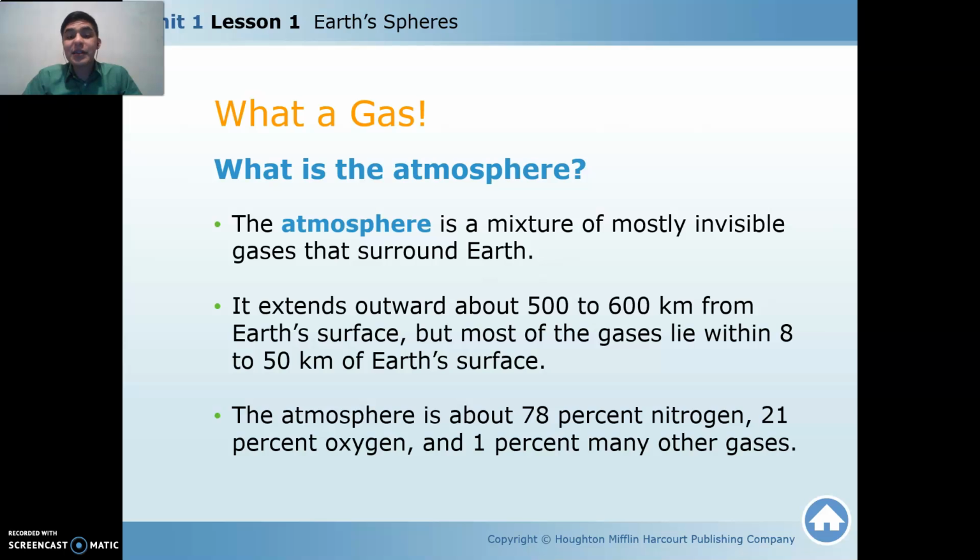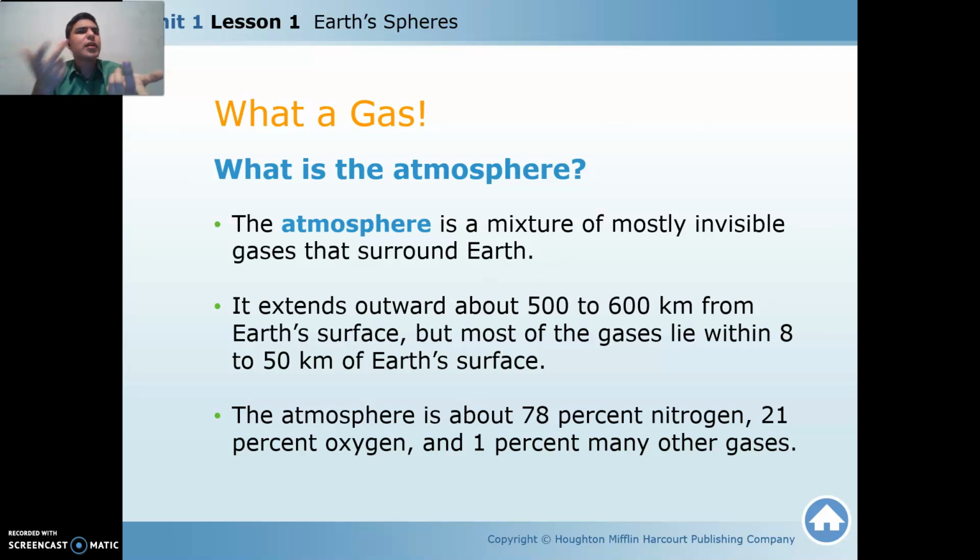The atmosphere is about 75% nitrogen, 21% oxygen, and 1% many other gases. So this is something very interesting to analyze. So first of all, let's have this concept clear. The atmosphere is a layer of gases that is going to surround our planet. And mainly we got nitrogen as well as oxygen.